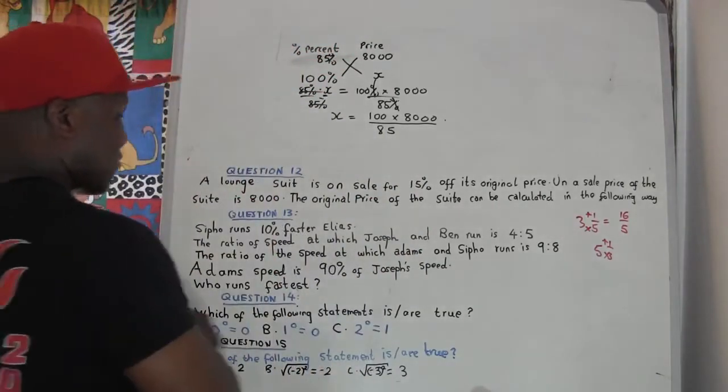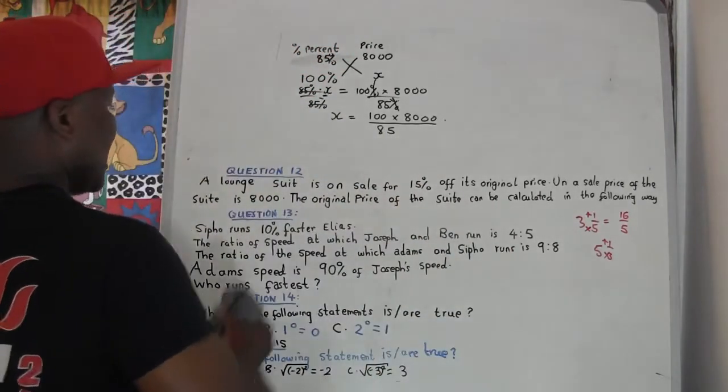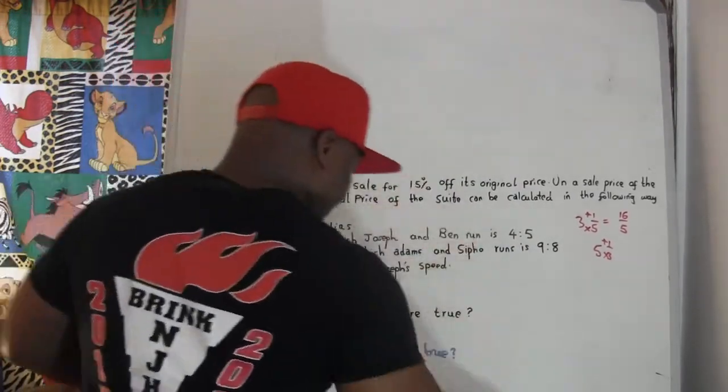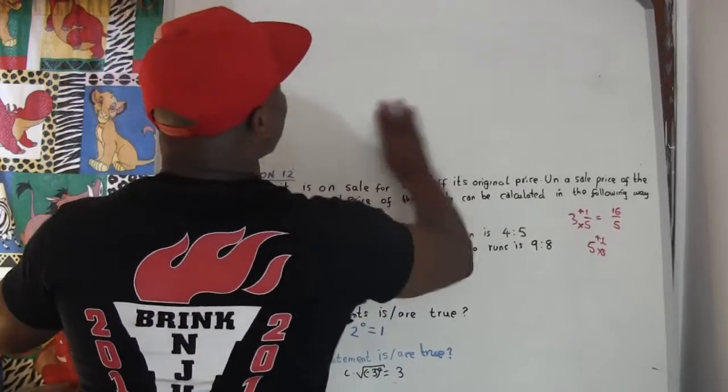Okay, now we go to question number 12. Question number 12 is easy. Oh, question number 13. So we don't want this. I can just erase. Okay, now question number 13. Question number 13 is easy.